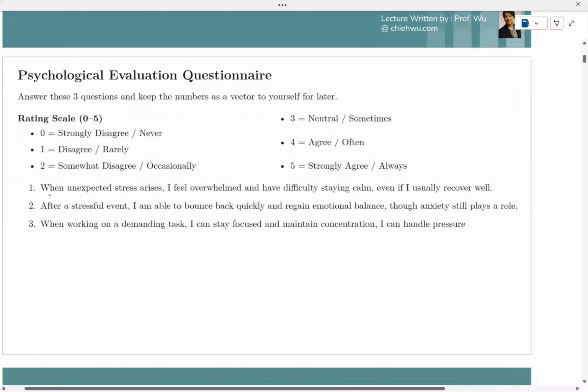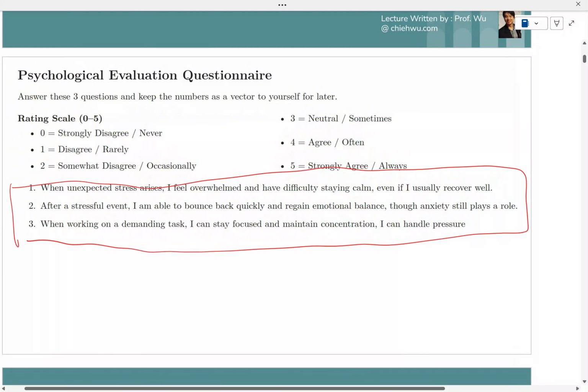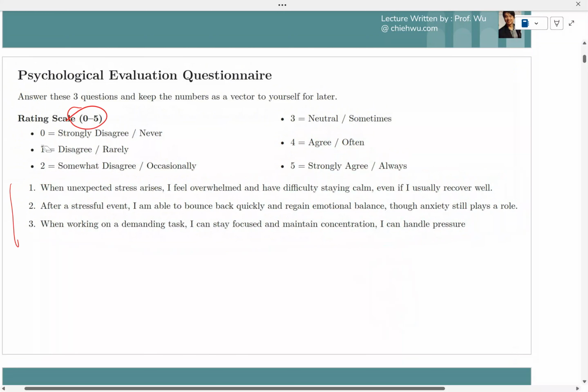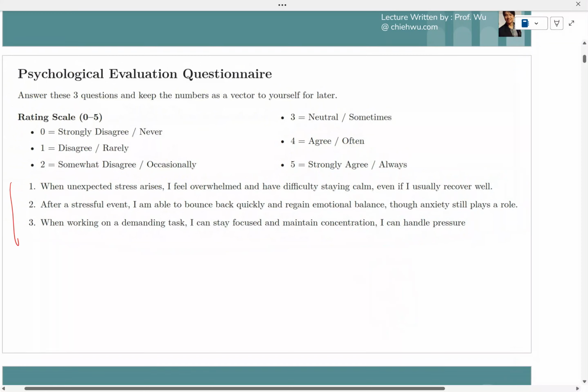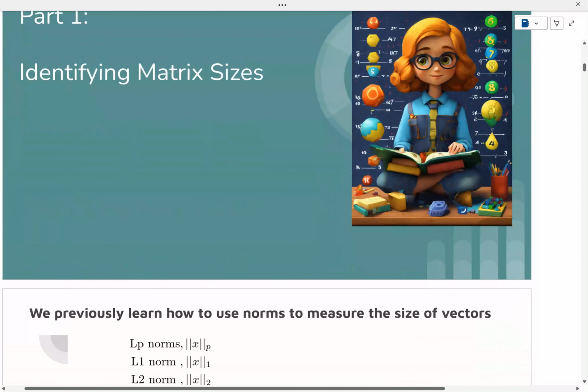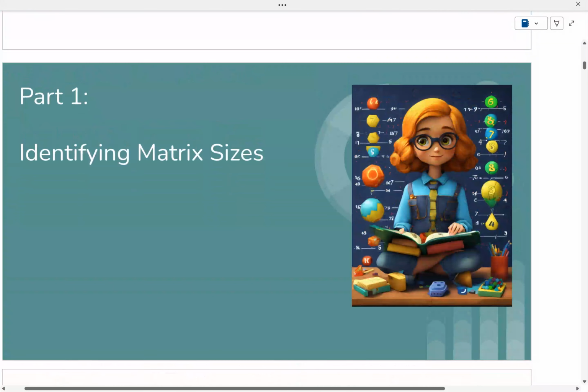So, when unexpected stress arises, I feel overwhelmed. Read these three questions and then write your answer between 0 to 5 and then put them in a vector, right? 1 2 1, like that. Okay, and then we'll save it. We'll get to it later. Okay, so once you answer that, let's talk about sizes.